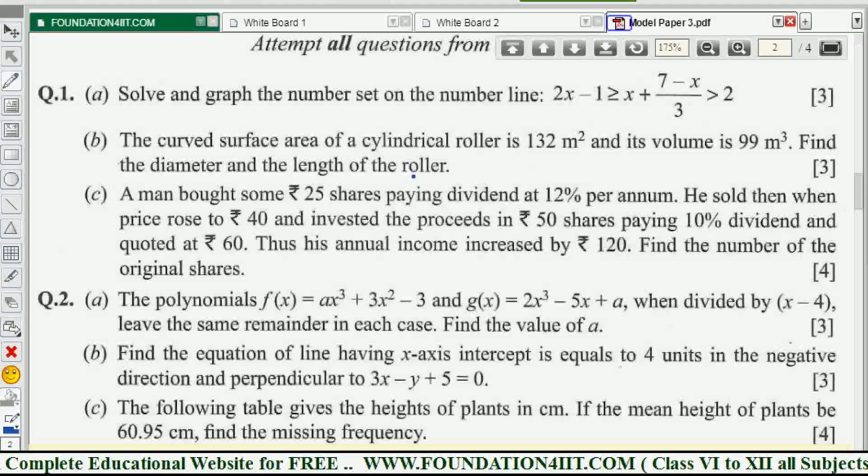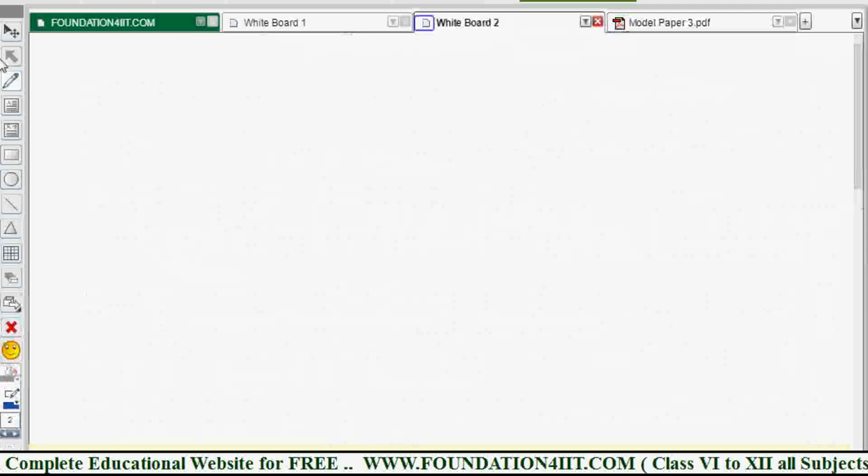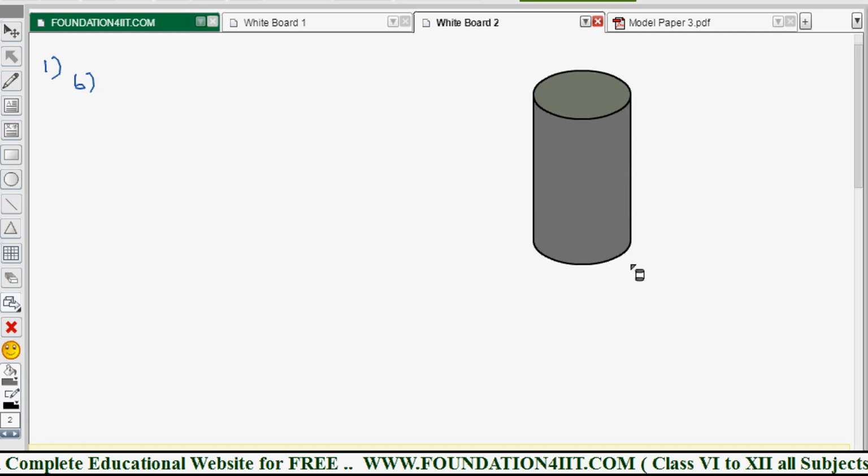From mensuration: the curved surface area of a cylindrical roller is 132 square meters and its volume is 99 cubic meters. Find the diameter and length of the roller. It's a cylindrical shape, so you can draw a cylinder diagram. Length is not given and radius is not given, so take the height as h meters and the radius as r meters, with the roller vertical.